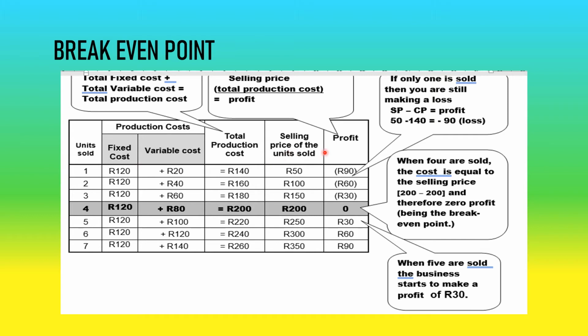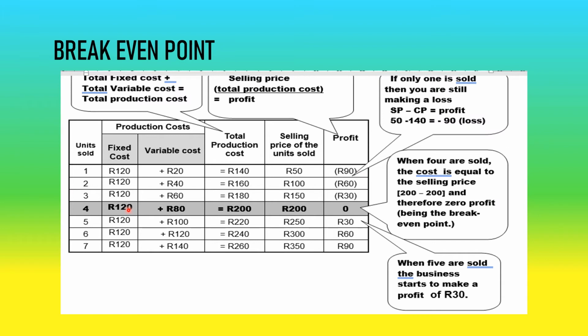Then we get our selling price of the unit sold. So when we sold 1 unit, our selling price per unit was 50 Rand. We sold 2 units, our selling price per unit is still 50 Rand, it's just that the total selling price is 100 Rand. Now let's look at the last column, which is very important. Now, can you see here we made a loss. But why? Because for the first 3 units, our production cost is higher than our selling price, and that's why we made a loss here.